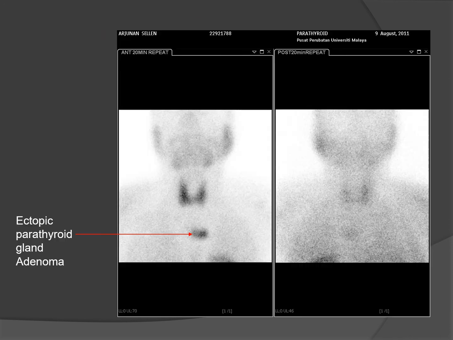And sometimes the patient comes with hyperparathyroidism, the uptake in the thyroid is normal, but there is an ectopic uptake in the mediastinum, showing a parathyroid adenoma.